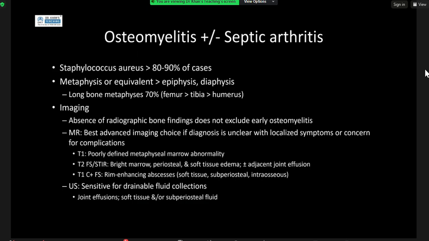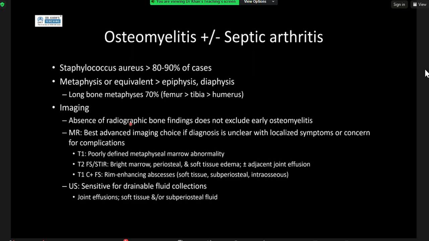So there are different bugs depending on their age. So 6 months to 4 years, you think of Kingella. If you've got sickle cell, you think of Salmonella. Staph aureus is the most common. And of course, if you have any penetrating injury, I think of Pseudomonas. Often you get it in the metaphyses, like what Dr. Kapoor mentioned earlier. Of course, often the long bone metaphyses.